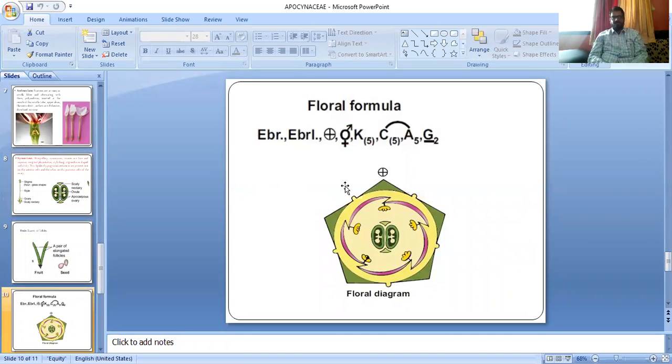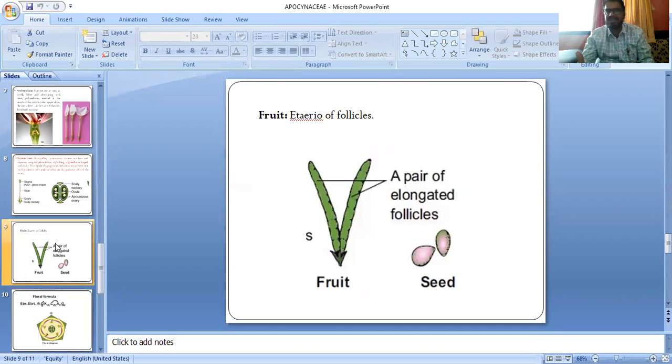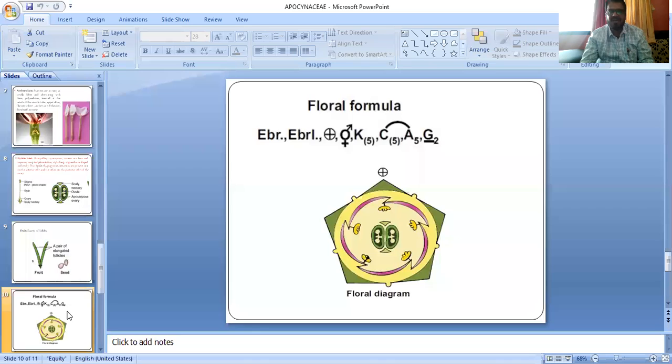floral formula. Fruit, one thing is remaining. Fruit is etaerio of follicles. Etaerio means a group. Its fruits are also found in pairs. In case of Catharanthus roseus, groups are found in pairs. That's why they are etaerio of follicles. They are etaerio of follicles. And this one, that is floral formula and floral diagram. Floral formula and floral diagram.